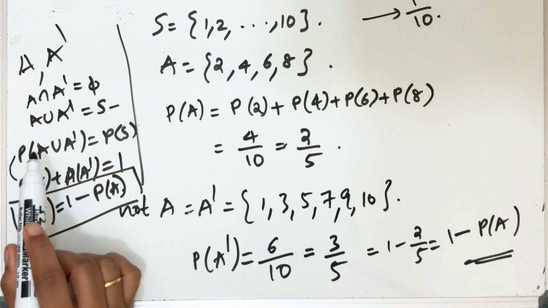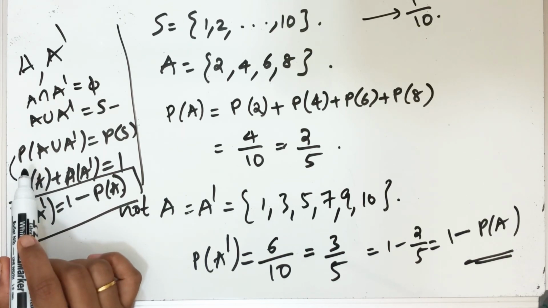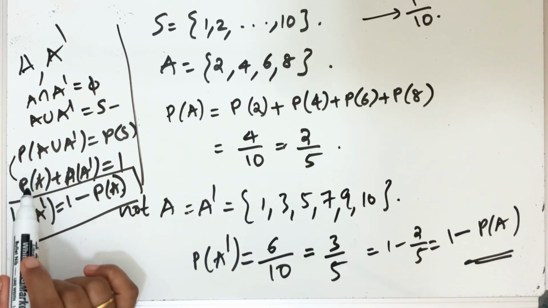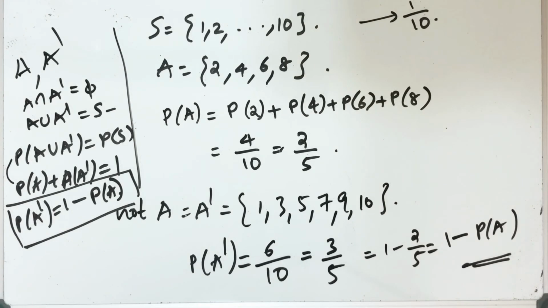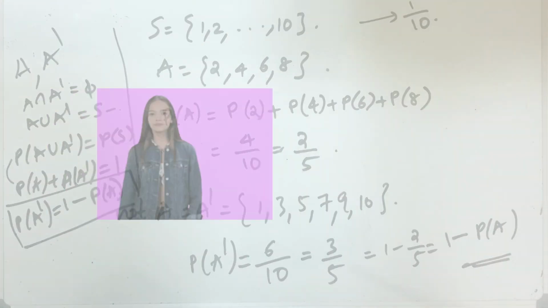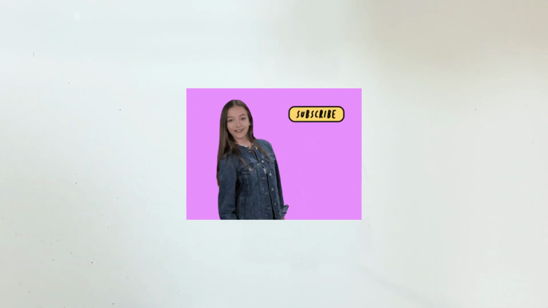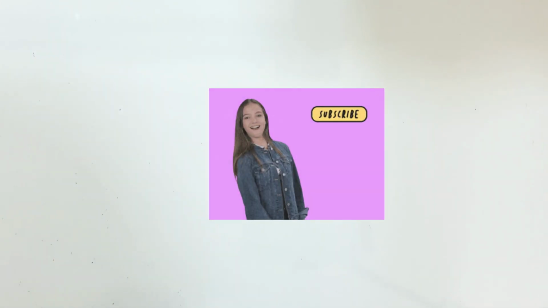That is P of A union B is equal to P of A plus P of B if A and B are mutually exclusive. So this is all about probability of A union B, or A or B, and the probability of not A. We can see some examples, then it will be more clear. We can see the solved examples or problems in the next video.